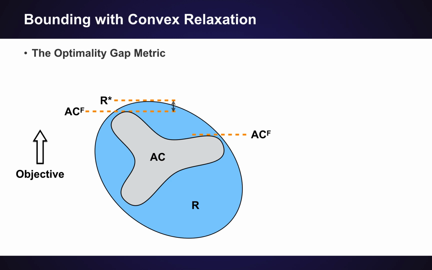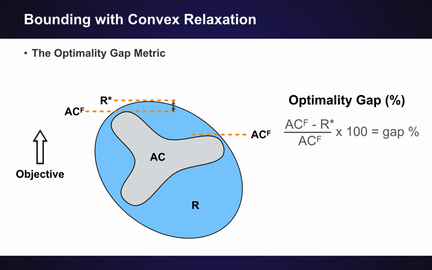Along these lines, there is a fairly standard metric in optimization called the optimality gap. What this is trying to do is measure the relative difference between your R star solution and some feasible solution to the original problem you had. The standard metric is to calculate a percentage where you compute the absolute difference in the objective value, and then you rescale it by your feasible solution.